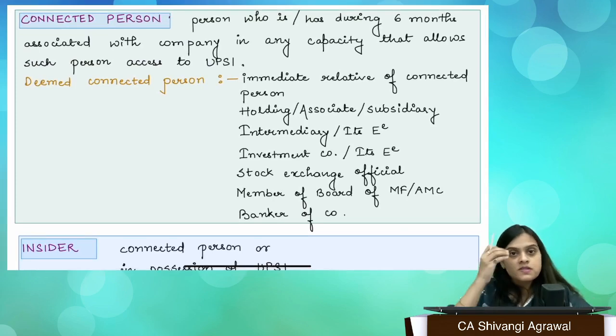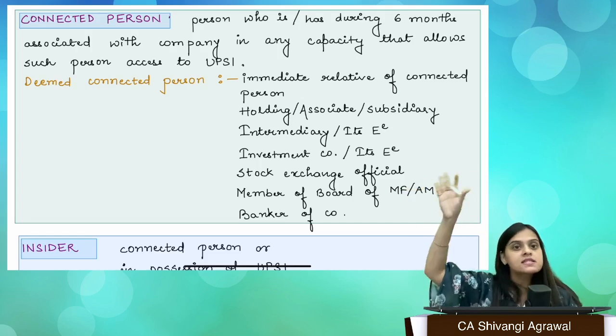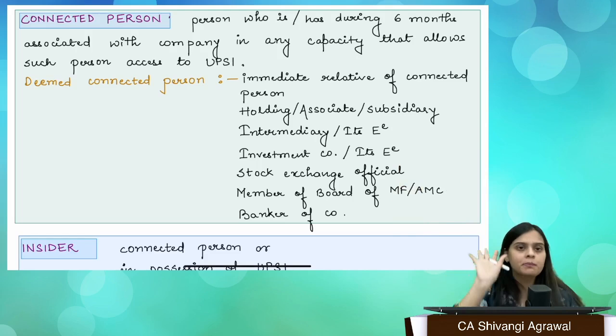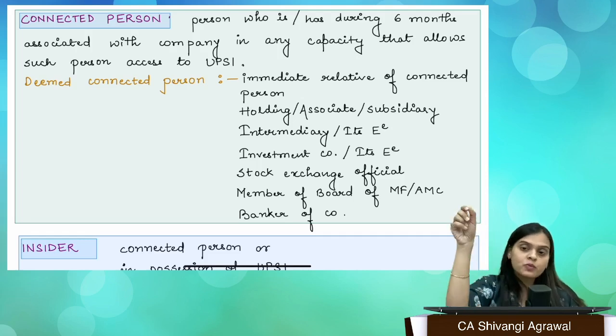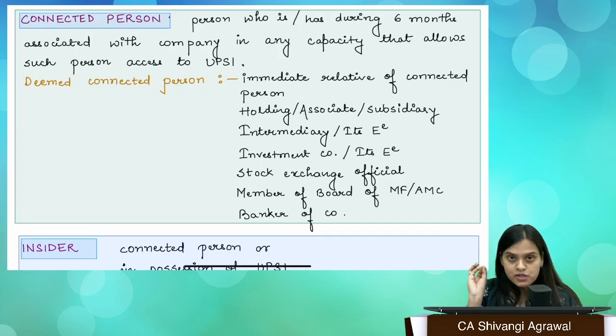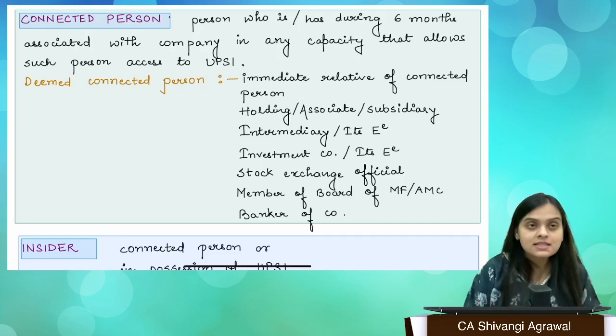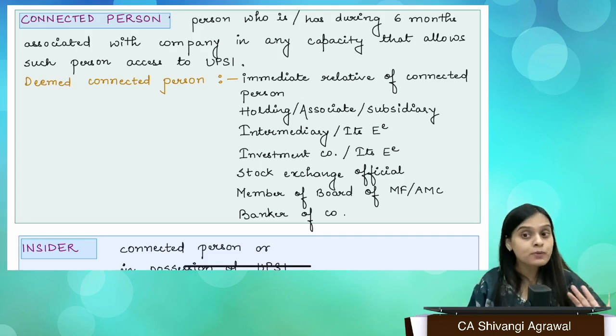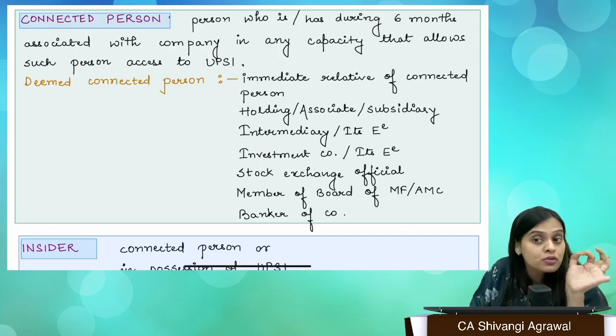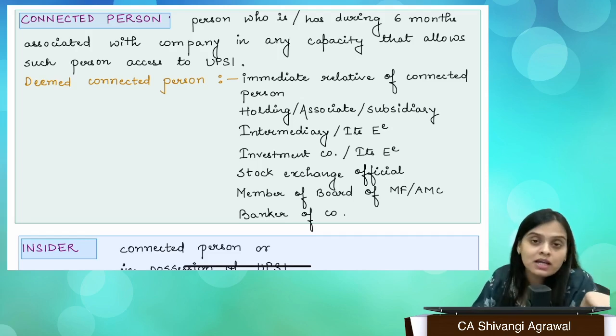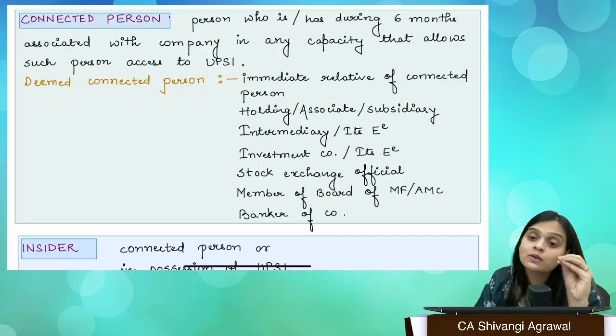Connected person. So who is connected person? Person who is or has during the past 6 months associated with the company in any capacity, right? So we have some concept, very deep concept called as UPSI. What is UPSI? Unpublished price sensitive information, right? Had this information been released, it would result in fluctuation of prices. Like we have any financial information, we have information relating to dividend, right? So all that is UPSI. So if any person was associated with the company, need not be an employee, right? He may be somebody who has entered into a contract with the company, but he was associated with the company in the past 6 months and he was associated in such a manner that he had some access to UPSI, so he will be treated as connected person.